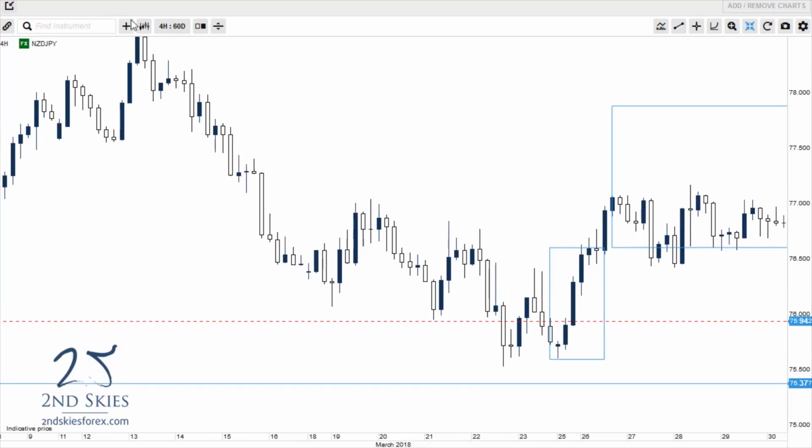Here's another one. So an A, B, C, D structure down. Then we have a little bit of a bounce, and then we try and hit the bottom of that D point. It doesn't break through. And then we have 1, 2, 3, 4, 5 candles.